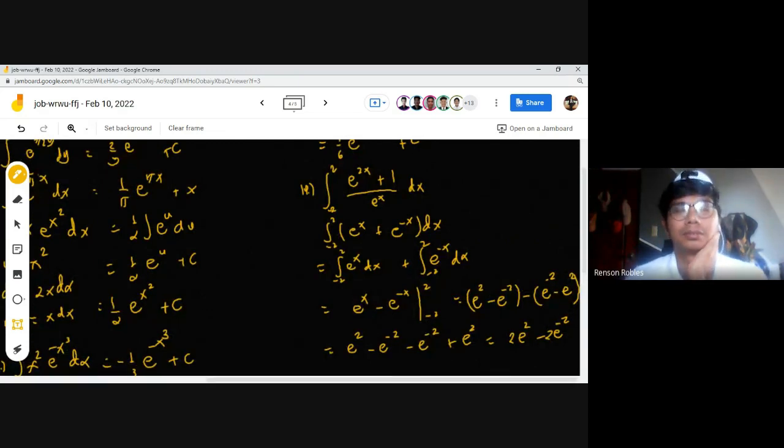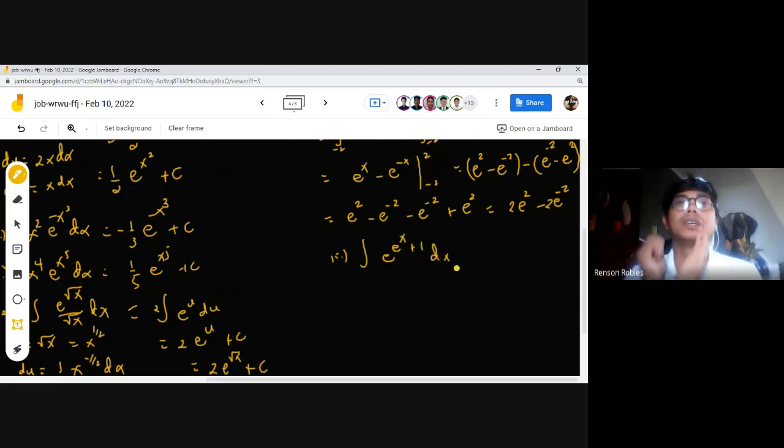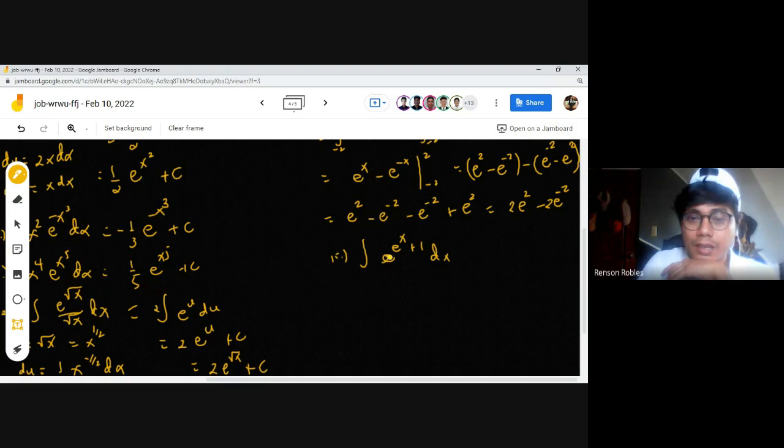15. What's the, let me see. Integral of e to the x plus 1 dx. The e is raised to e to the x plus 1.